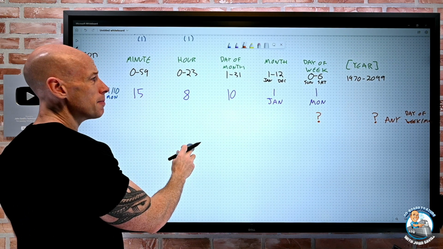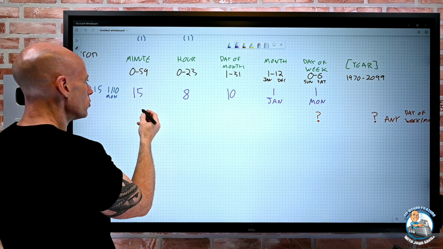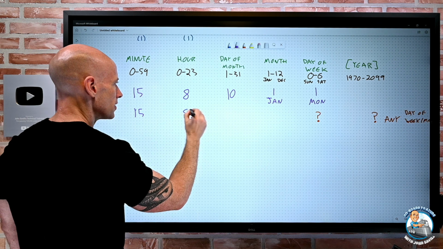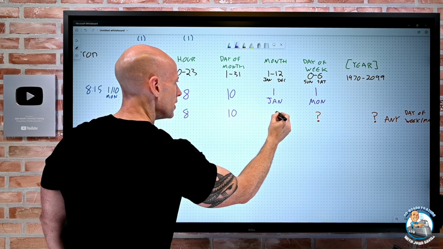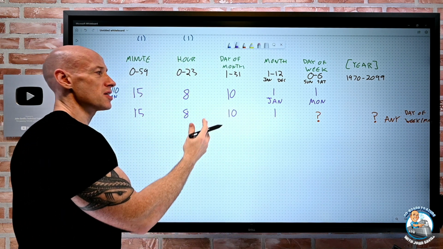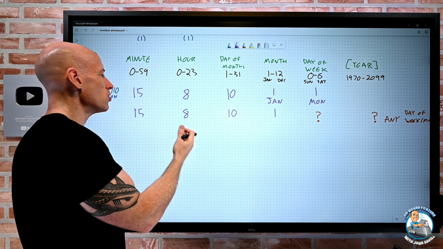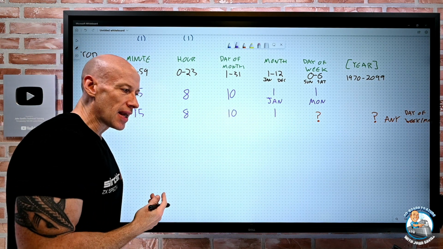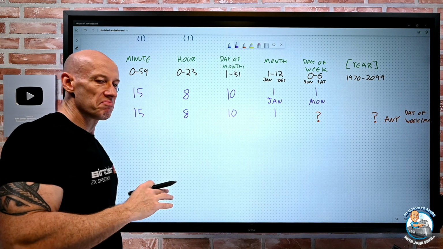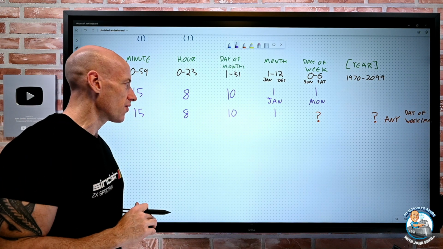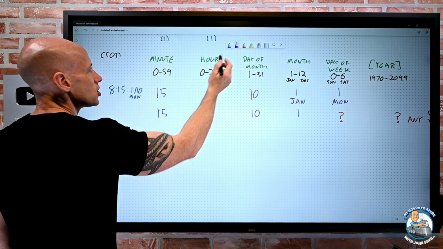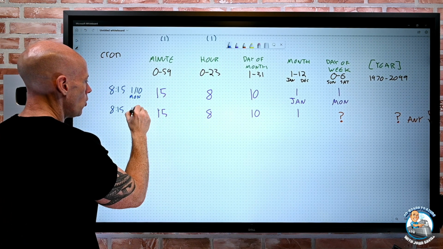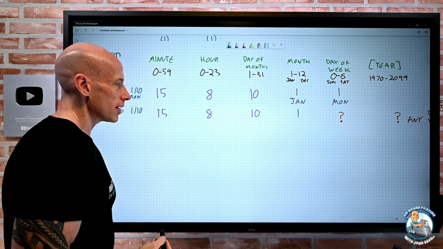So I could take my same expression as before. So I'm still doing the, hey, the 15, the 8, the 10, and the 1. But now it's just, hey, 10th of January, 8:15, whatever the day of the week happens to be, I don't care. Doesn't matter whatever that is. So now it's just saying, hey, 8:15 on the 10th of January.